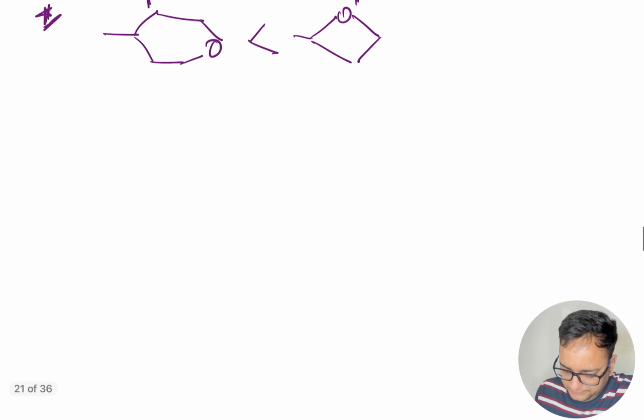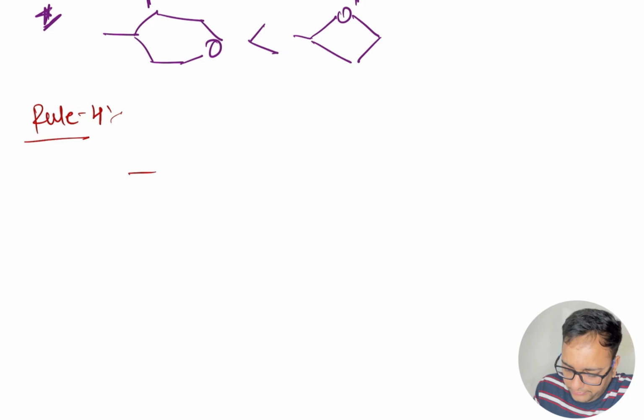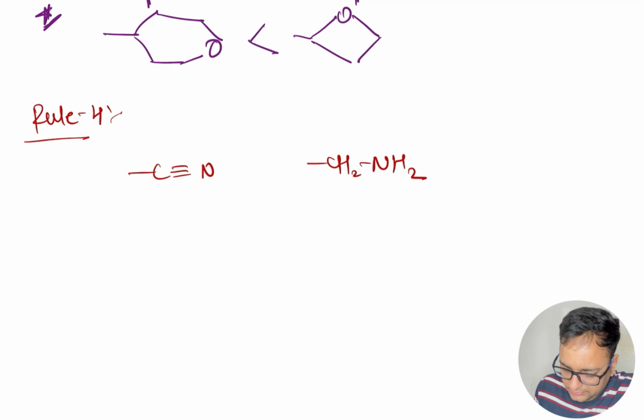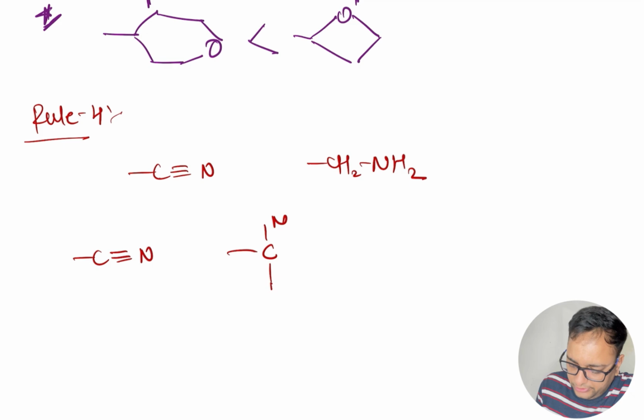Now we have rule number 4. C triple bond N, CH2NH2, and C triple bond, CH2NH2. Now how can we compare? One has three different valencies, here we have three same valencies. So we will convert C triple bond N into C, N, N with one valency connected to the carbon. So we will open the valency, right?